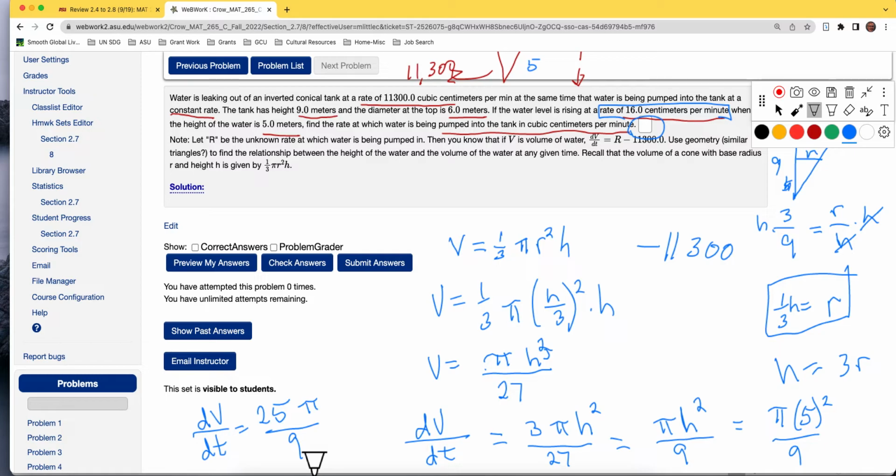Is that our answer? Not quite, because this is the amount that it's rising. So remember, while we're pumping water in, water's being pumped out. So this is the net change, pumped in minus pumped out. To get the amount being pumped in, we need to take this number plus the amount that's leaking out. So if we add on 11,300, this should be our answer.